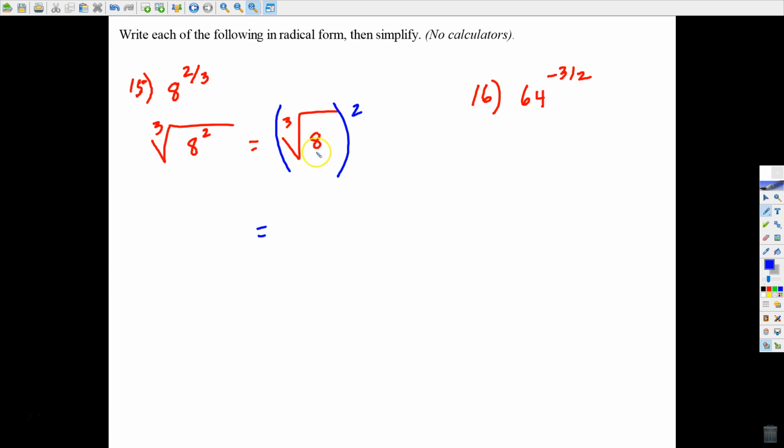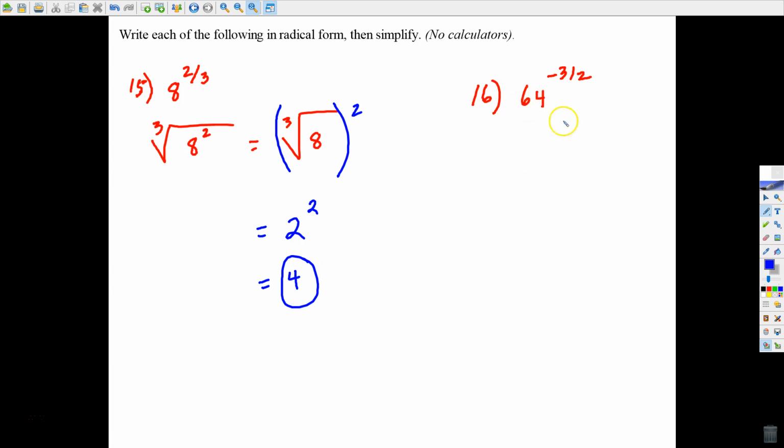The cube root of 8 is 2. And then we're just going to raise 2 to the 2nd power. And so it's really a 2-part answer. I want you to show me the radical form and then simplify. So the second part of that answer would be 4.